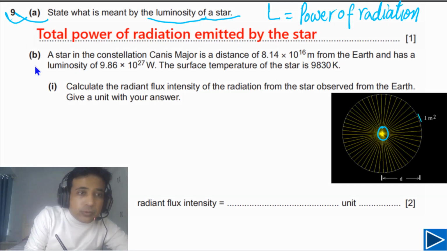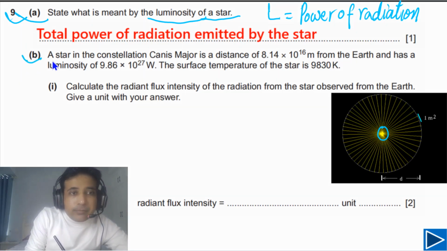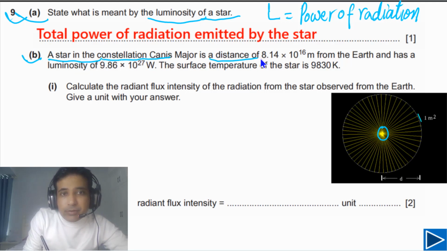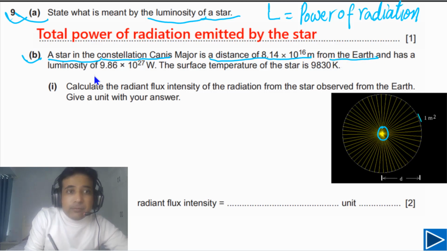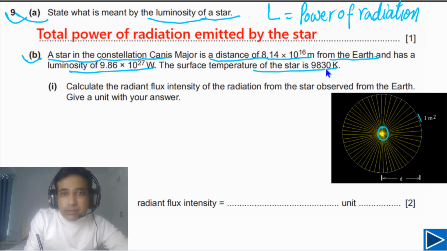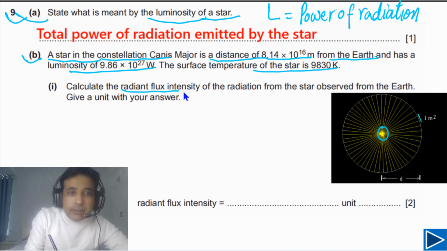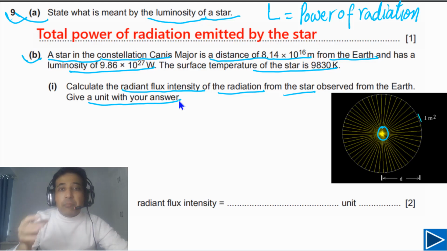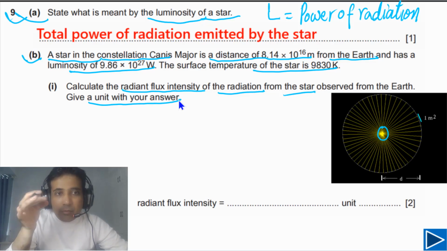For part B, it is given to us that a star in the constellation Canis Major is at a distance of 8.14 times 10 to 16 meters from the Earth and has a luminosity as given. The surface temperature of the star is given. Calculate the radiant flux intensity of the radiation from the star observed from the Earth. Give a unit with your answer. The question is simply asking us about intensity. Radiant flux intensity simply means the intensity.